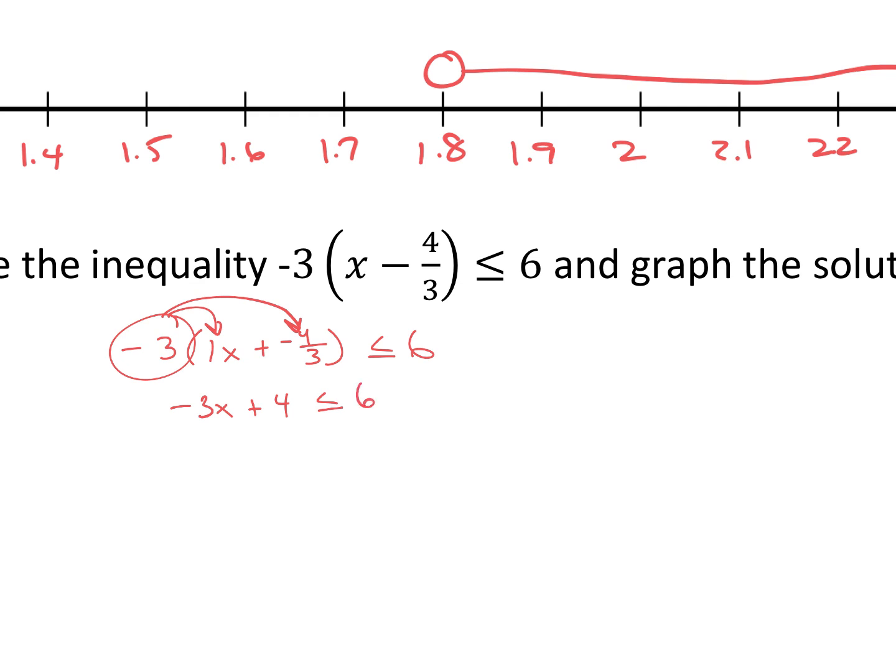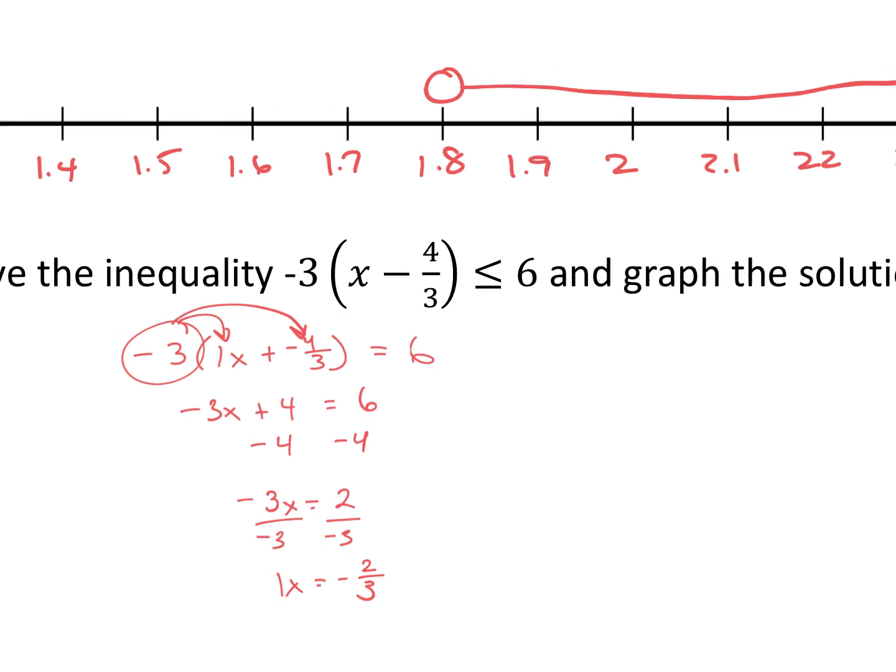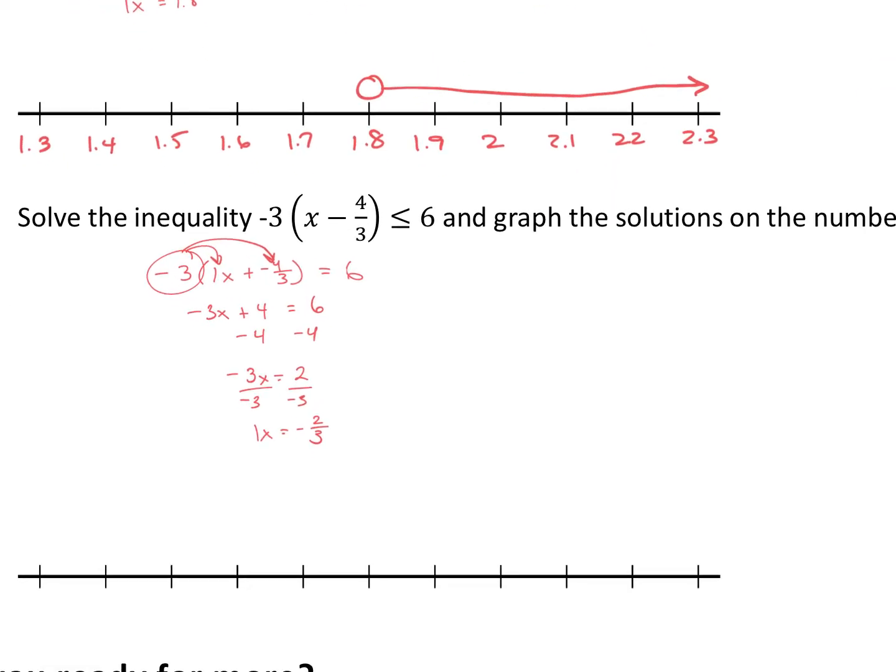Now, if you divided by 3 first, and actually I don't even want the inequality symbol. Let's change that to 2 equal signs. So again, if you want to divide by -3 first, that's fine as well. But distributing just gets rid of the fraction, which makes it a little less messy. So from here, I'm going to subtract 4 from both sides. So I end up with -3x is equal to 2. And then divide both sides by -3. So now I have 1x is equal to -2/3. Notice I'm not writing this as a repeating decimal. I'm leaving it as a fraction.